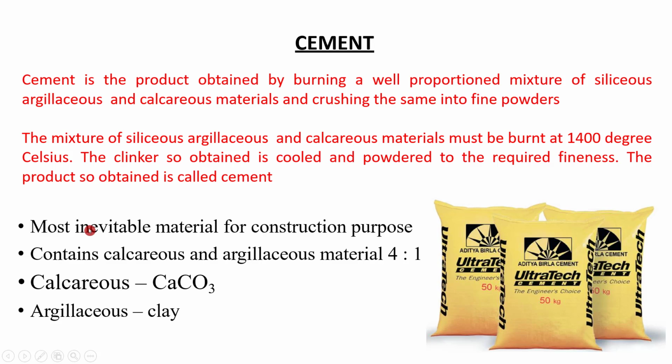So the cement is considered as the most inevitable material for construction purposes, and the calcareous and argillaceous materials should be used in the ratio 4:1. So for 4 kg of calcareous, we have to use 1 kg of argillaceous material. The calcareous material we are using is calcium carbonate, and argillaceous materials are the clay materials. And normally the cement is available in packets of 50 kg.